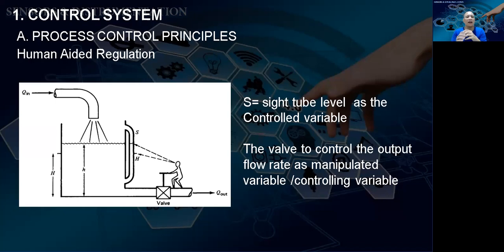And human-aided regulation. As you look at it, there is a valve and a picture of a person driving the valve to open and close it. The man is standing there looking at the level. Of course, this might be a problem if the tank is very big, then error can be generated from reading the side tube level as the control variable. So the level of the water is the control variable, while the valve is the controlling or manipulated variable, where the human is actually trying to control that.